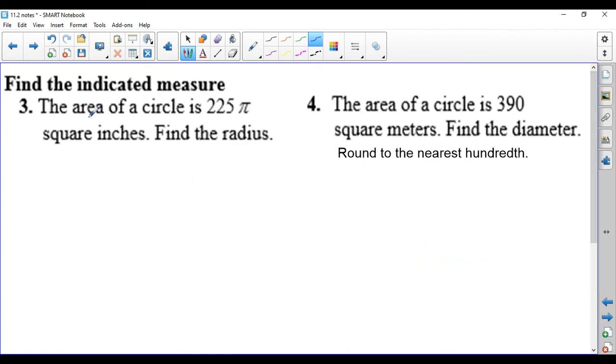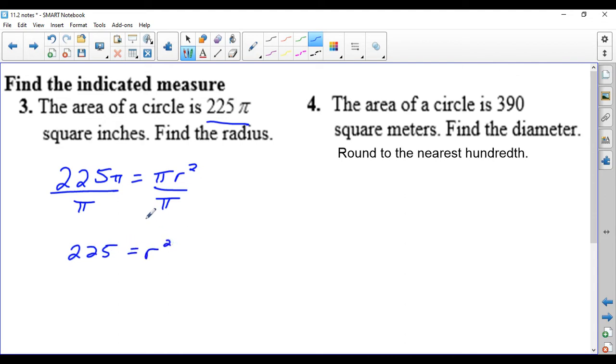In this problem, it says the area of a circle is 225 pi square inches. Find the radius. We're going to set the area equal to pi r squared. Quick note, when you do problems like this, you have to divide by the pi first. And then I would take the square root of both sides. And again, this is a radius, which is always a positive number. So the positive square root of 225 is 15. The area was in square inches, so the radius is in inches.